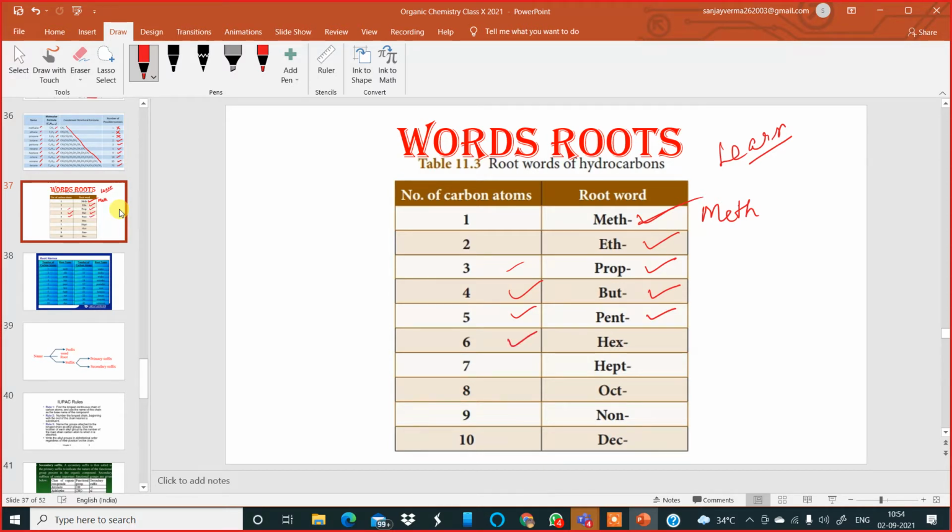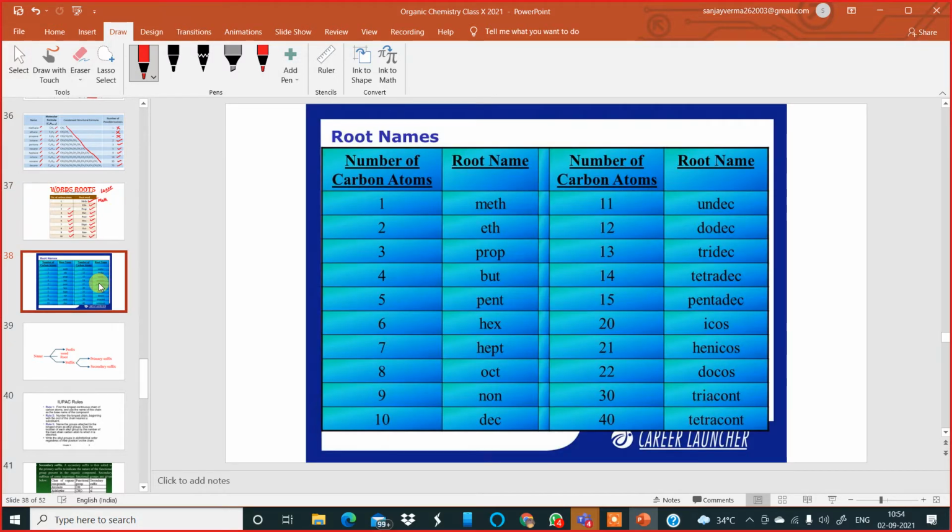If there are 6 carbon atoms, the word root is hex. For 7, it is hept. For 8, it is oct. For 9 carbon atoms, the word root is non. And for 10 carbon atoms, the word root is dec. Okay. So you have to learn this table 11.3 on your screen. Meth, eth, prop, but, pent, hex, hept, oct, non, dec. Learn it as if you are learning the months of a year or the days of a week. Learn it by heart. After that, look at the next slide.